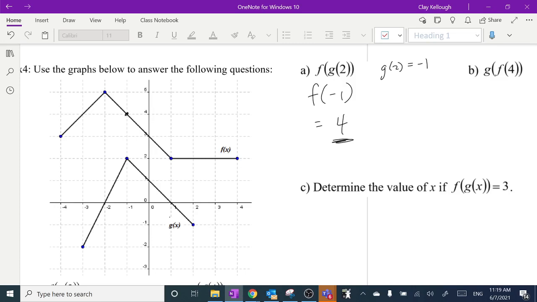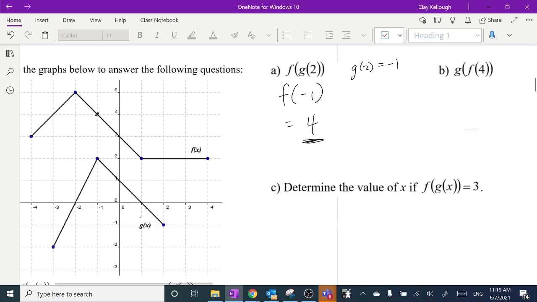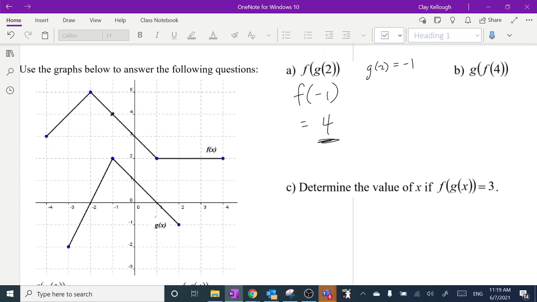All right. Next, what's g of f of 4? Okay, so f of 4, 4 on the f function, has an output of 2. So I'm actually looking for g of 2. And 2 on the g function gets me to negative 1. Interesting. Notice the relationship between A and B here? Can you kind of see the pattern to that? All right.